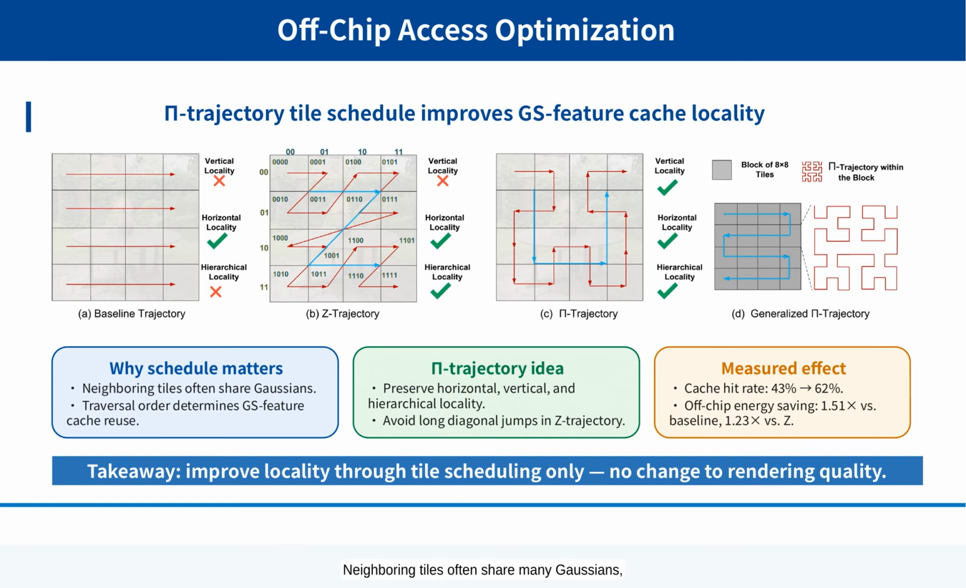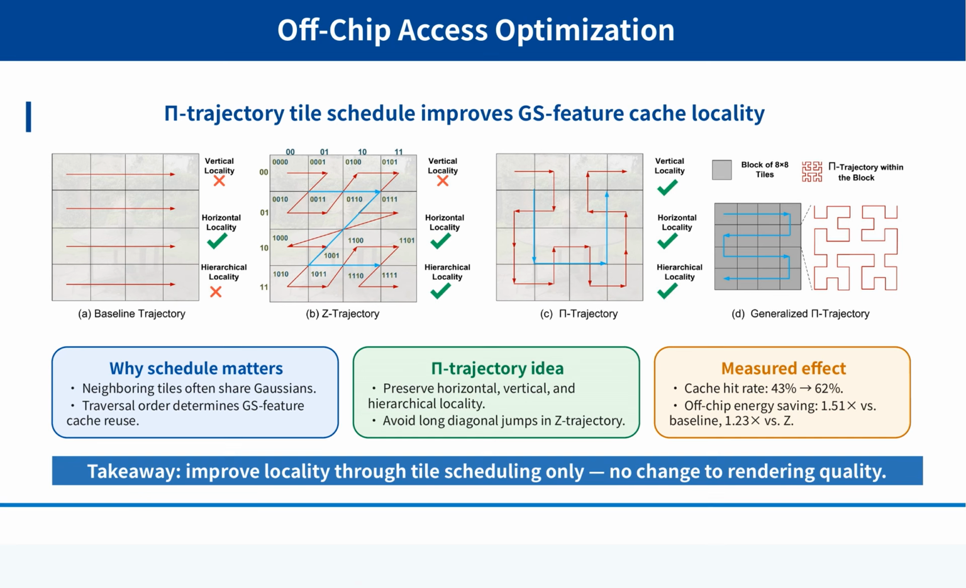Neighboring tiles often share many Gaussians, so tile traversal order strongly affects GS feature cache locality. The pi trajectory preserves horizontal, vertical, and hierarchical locality while avoiding long diagonal jumps. This improves the cache hit rate from 43% to 62% and reduces off-chip energy by 1.51 times over the baseline traversal and 1.3 times over Z traversal. This scheduling-only optimization improves locality without changing rendering quality.